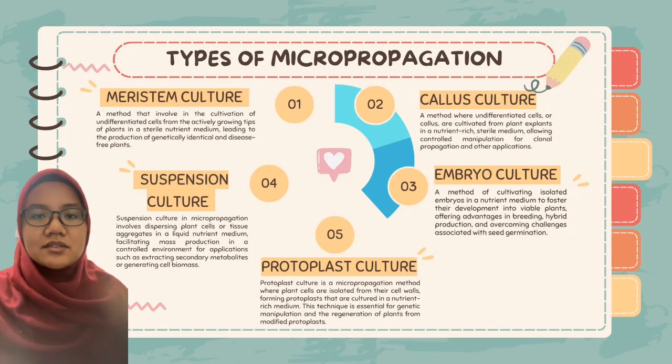Other than that, suspension culture. Suspension culture in micropropagation involves dispersing plant cells or tissue aggregates in a liquid nutrient medium, facilitating mass production in a controlled environment for applications such as extracting secondary metabolites or generating cell biomass.